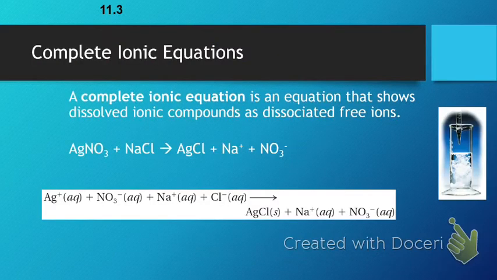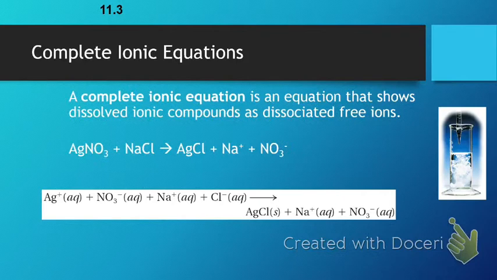Okay, you know about word equations and skeleton equations and balanced equations. Today we're going to learn a couple new types of equations that you can write. A complete ionic equation is an equation that shows dissolved ionic compounds as their dissociated free ions.